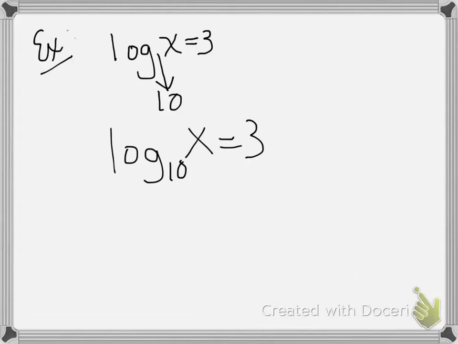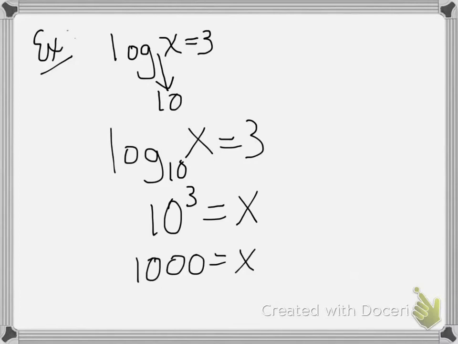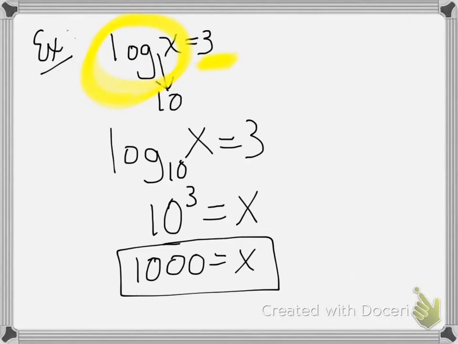Then I'm going to rewrite this whole problem as 10 to the third power equals x. And then I'm going to write 10 to the third, which is 1,000, equals x. And that's my solution. That's how we're going to work a problem if we have a logarithm on one side equal to a constant on the other side.